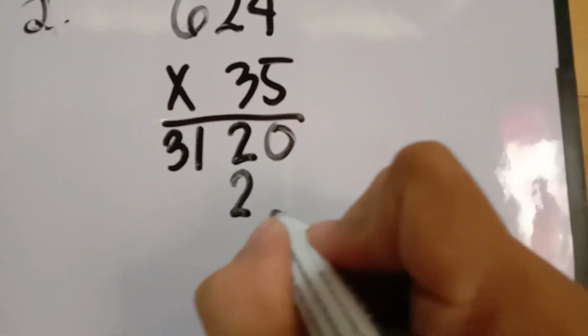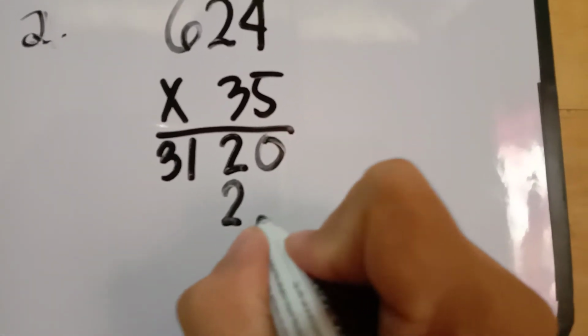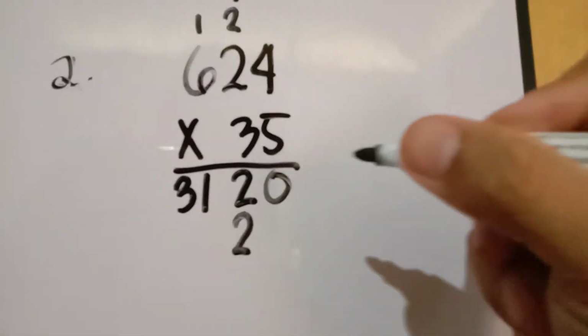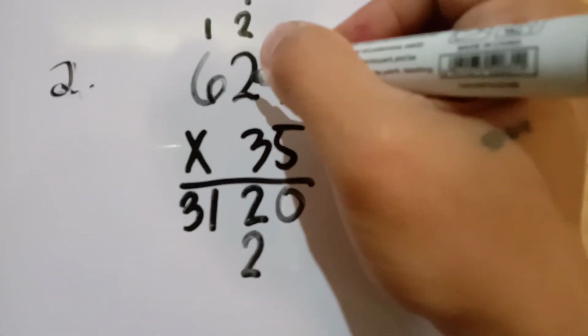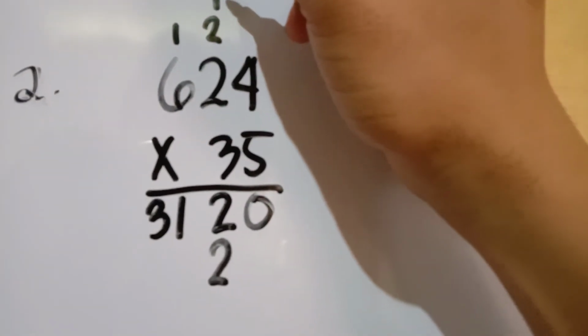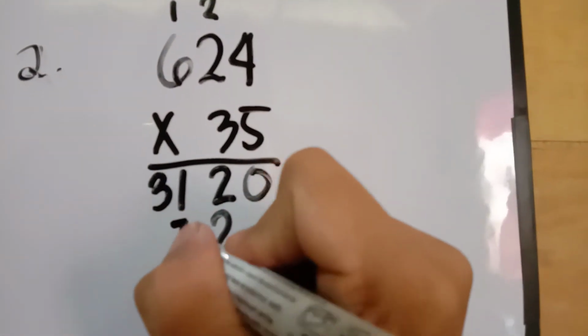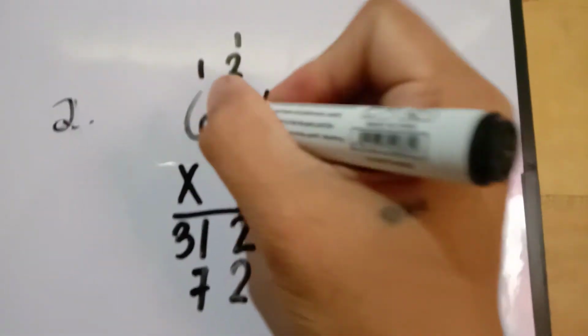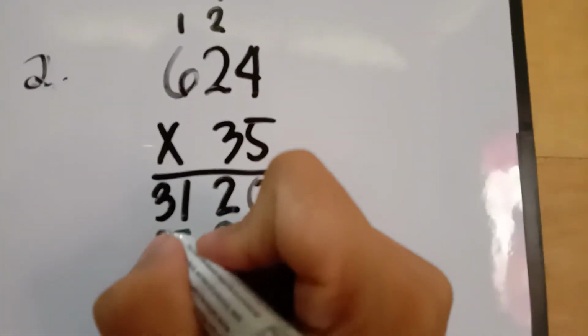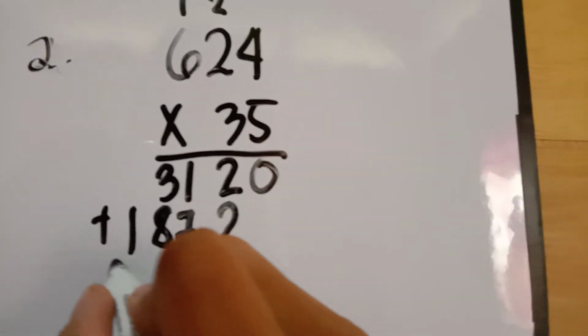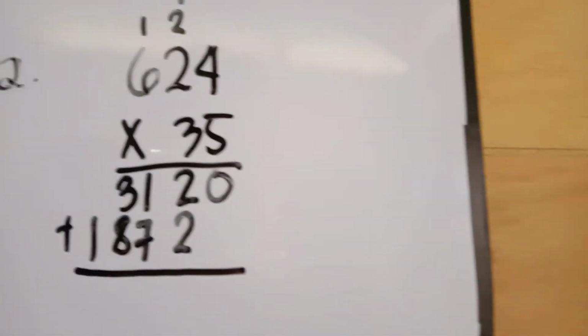Okay, don't forget to leave a space here. Okay, then write 1, regroup 1. So 3 times 2 is equal to 6 plus 1, so that is equal to 7. 3 times 6 is equal to 18. So write 18. Then find or get the final product.